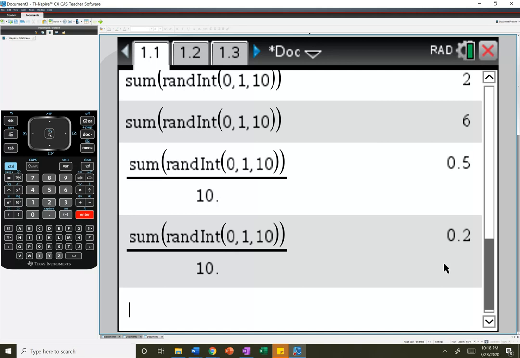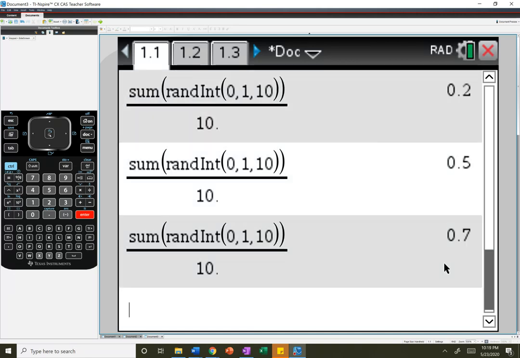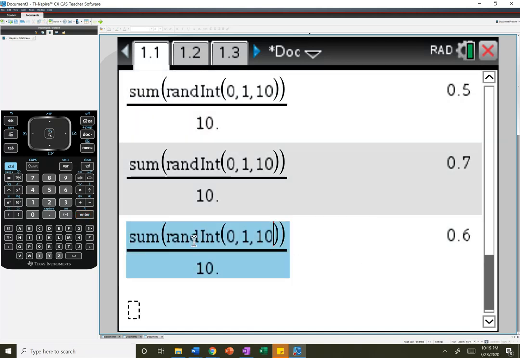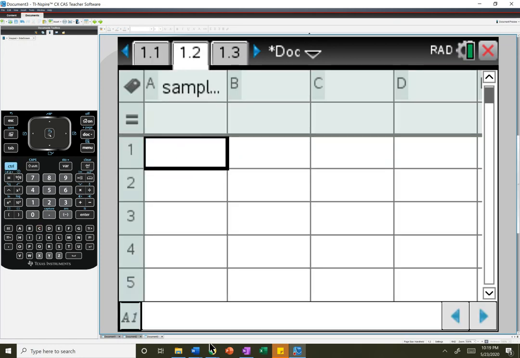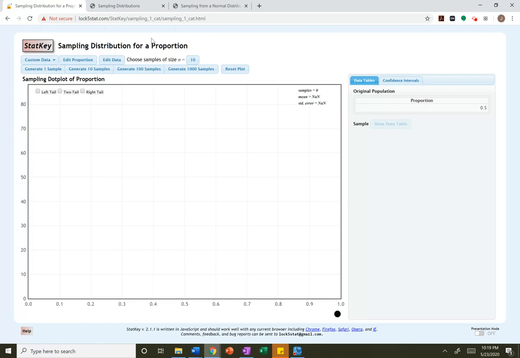So there I had sample proportions of 0.5, 0.2, 0.5, 0.7. And what we're going to do is generate this a ton of times. I'm going to go to a different program for this right now, actually. So here we go. Here's a different program that I'm going to use.